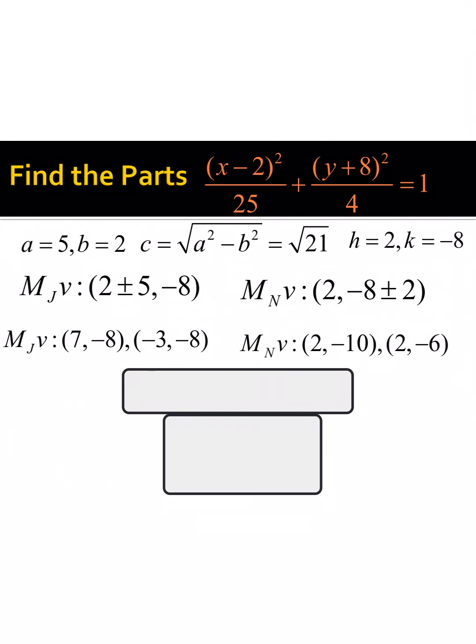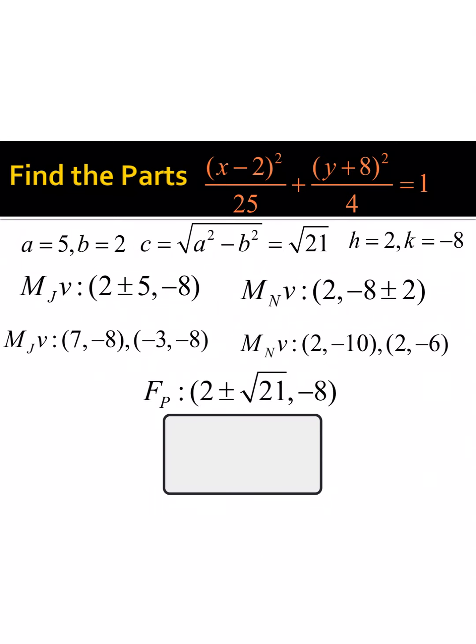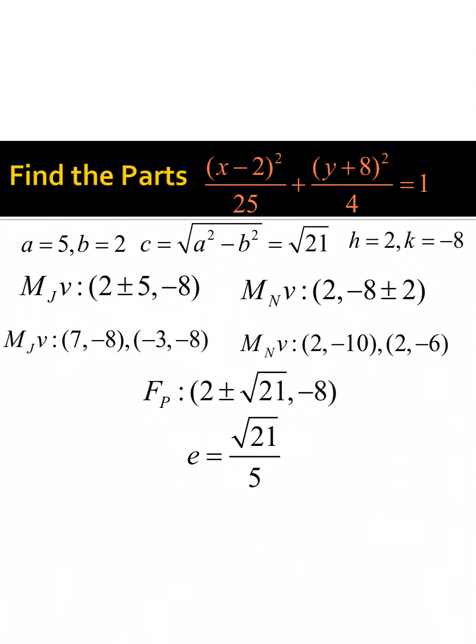In order to find my two focus points, I have h plus or minus c, comma k, so I went ahead and plugged those in. And then the last thing I would need to find would be my eccentricity, which would be c over a, giving me radical 21 over 5.